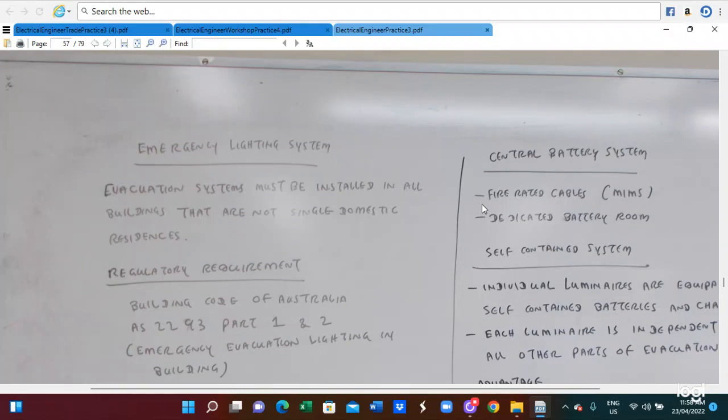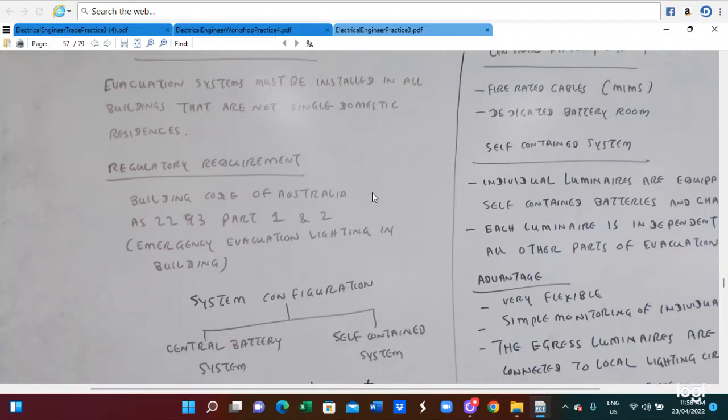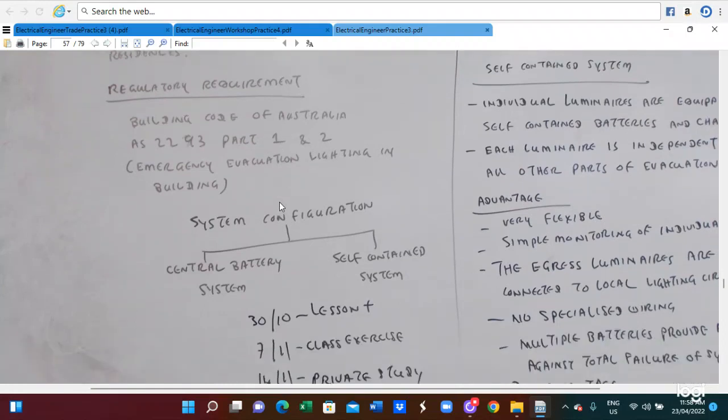An evacuation system must be installed in all buildings that are not a single domestic residence. The regulatory requirement is the Building Code of Australia. It mentions this regulatory requirement in AS 2293.1 and 2. So emergency evacuation lighting must be provided for the building.